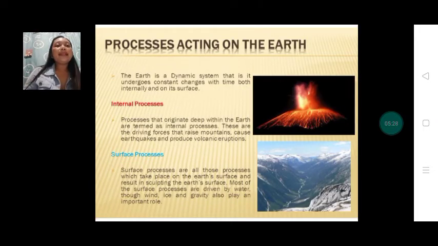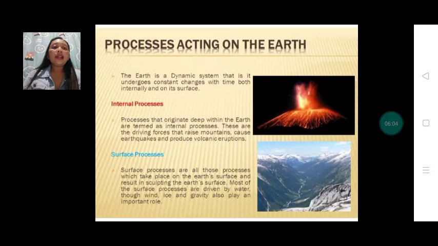So, the processes acting on Earth. The Earth is a dynamic system that undergoes constant changes with time, both internally and on its surface. Internal processes are processes that originate deep within the Earth. These are the driving forces that raise mountains, cause earthquakes, and produce volcanic eruptions. These are called internal processes.